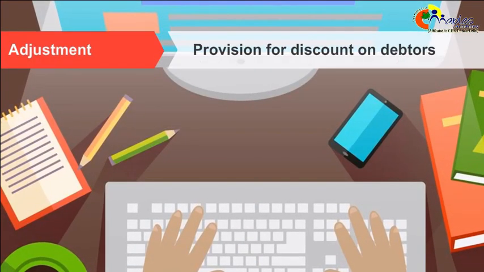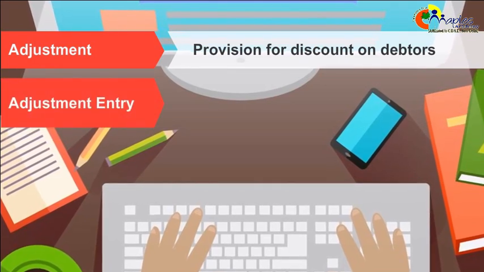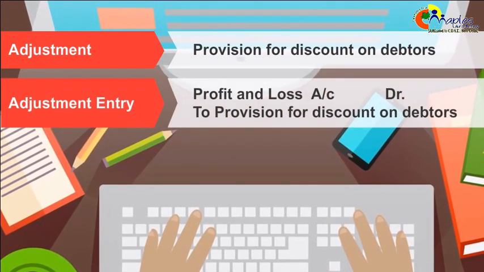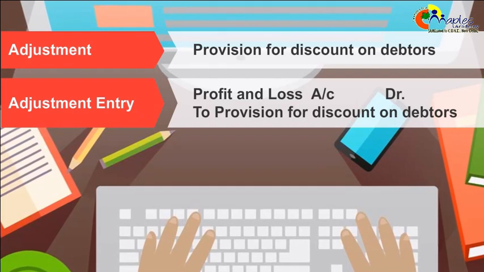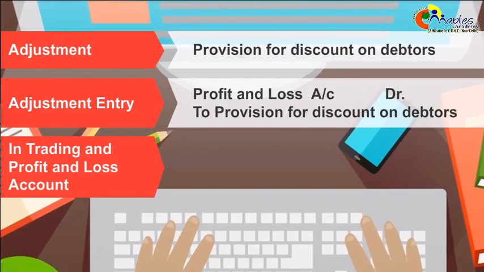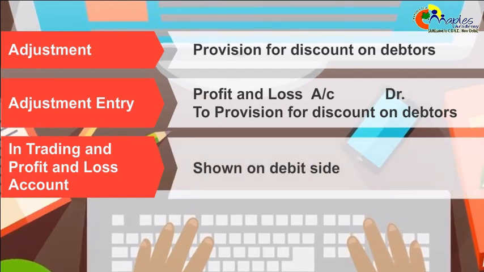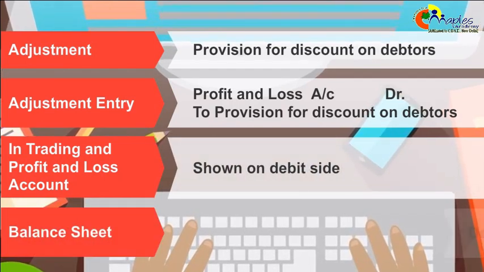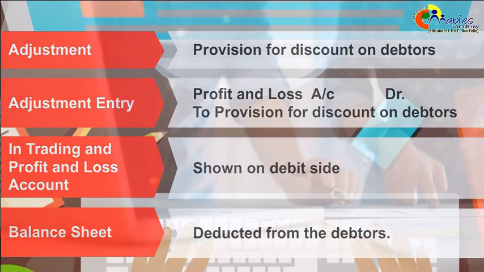Adjustment: provision for discount on debtors. Adjustment entry: profit and loss account debited to provision for discount on debtors. In trading and profit and loss account, shown on the debit side. In the balance sheet, deducted from the debtors.